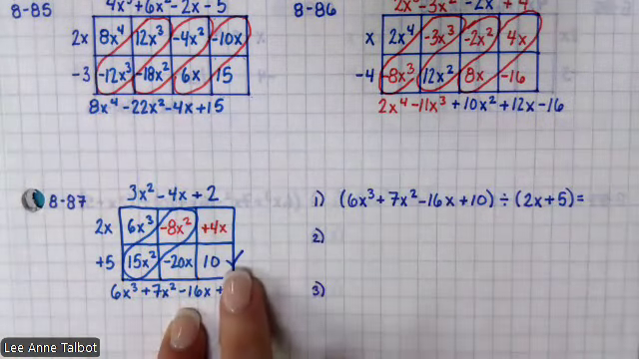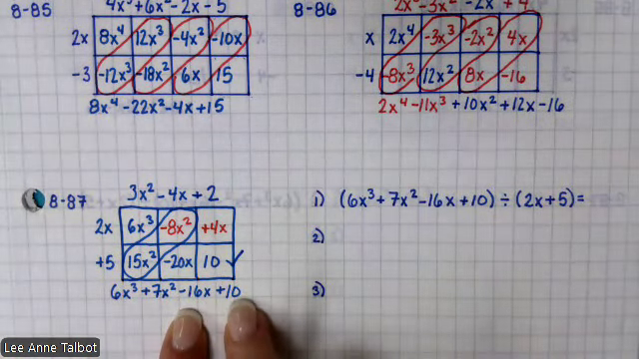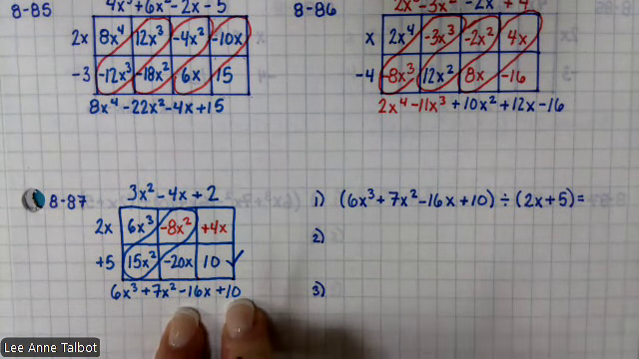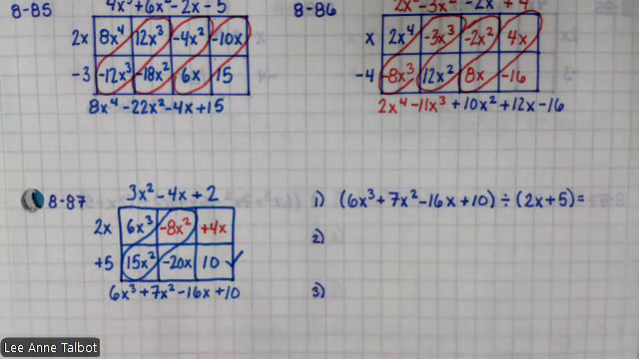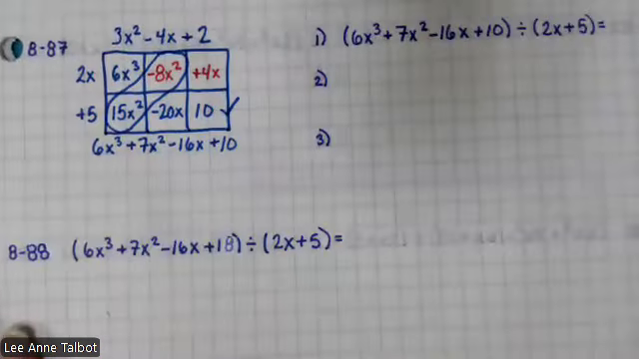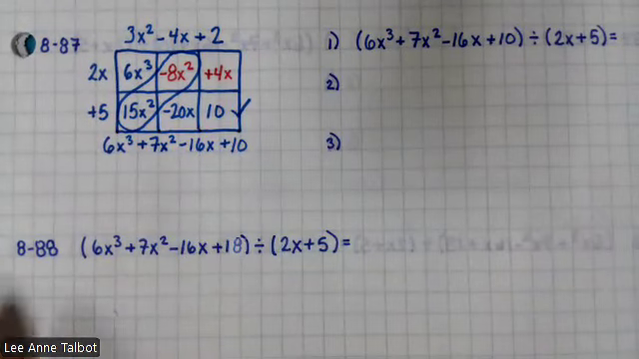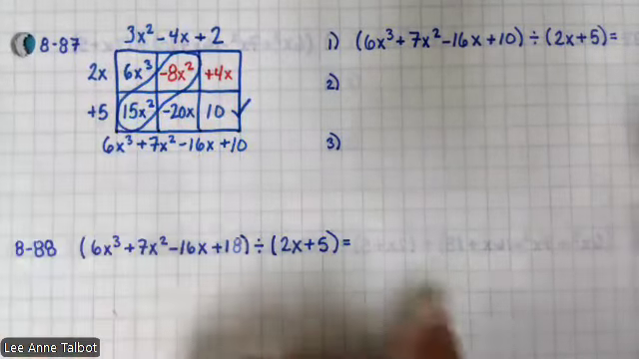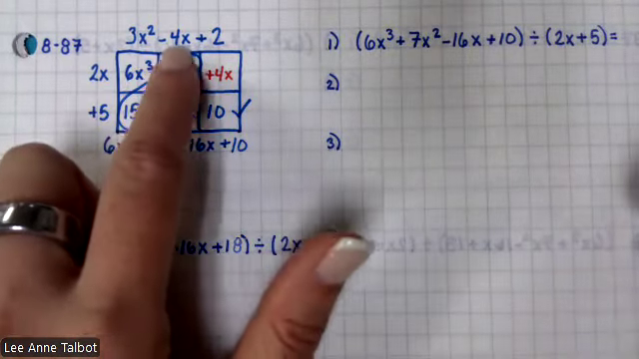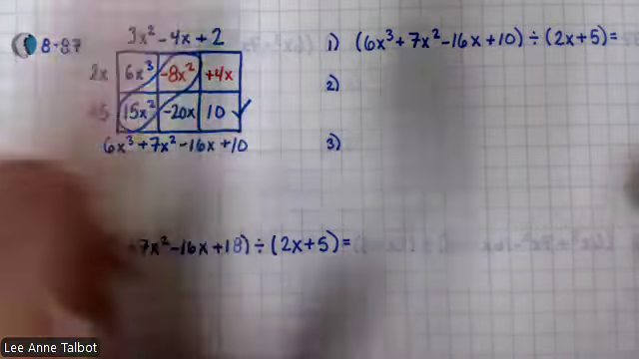And if it divides out evenly, this box will match this number, and you're going to be very satisfied and happy. Okay, now the answer to this problem is 3x squared minus 4x plus 2. The answer is the top.